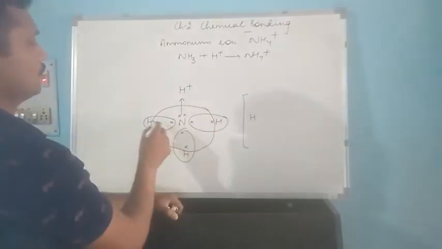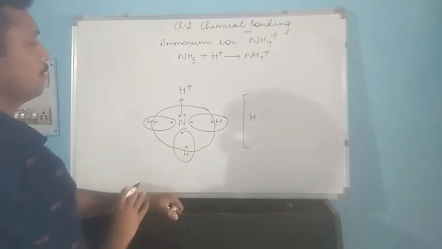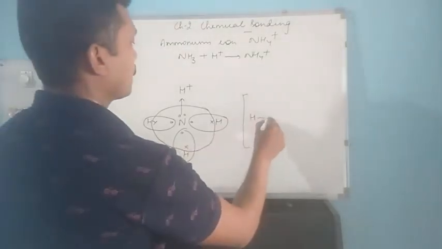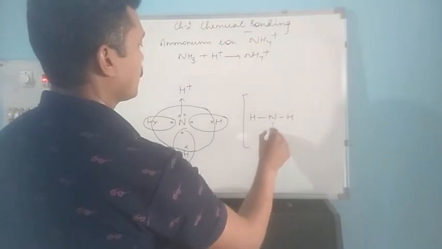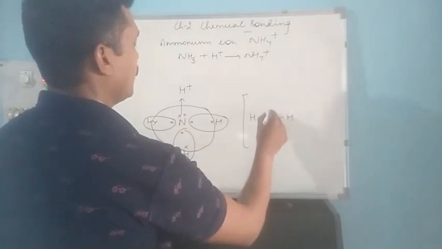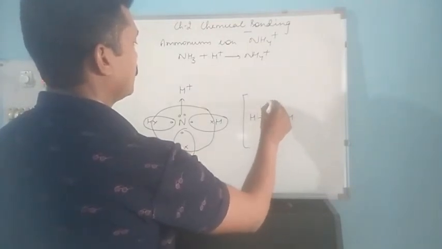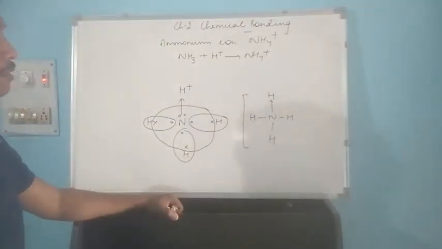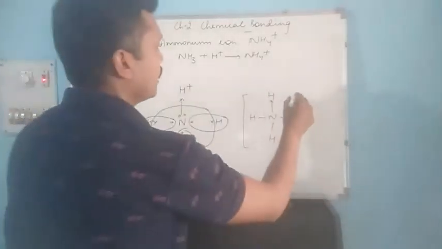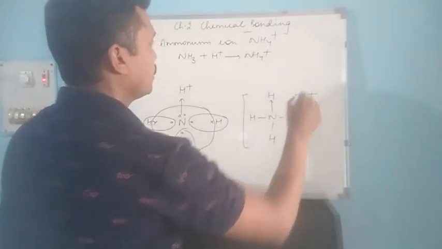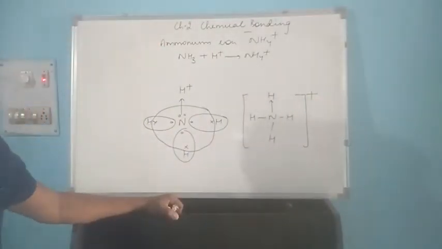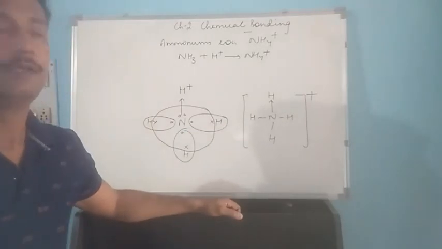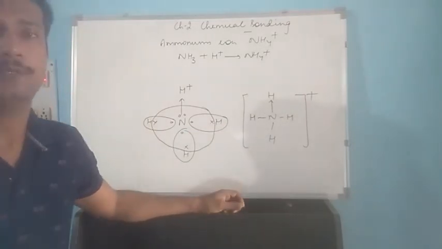because these all 3 pairs of electrons will be forming the bond, and we have the 4th bond that will be the coordinate bond, and this will be forming plus ion. So this is how we can show the structure of ammonium ion and hydronium ion.